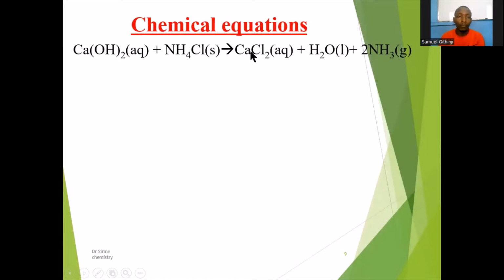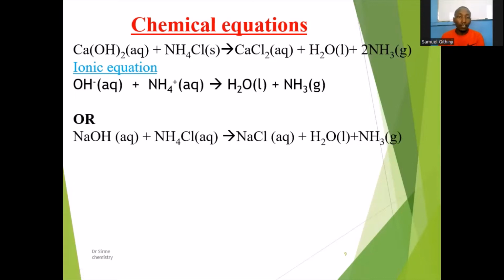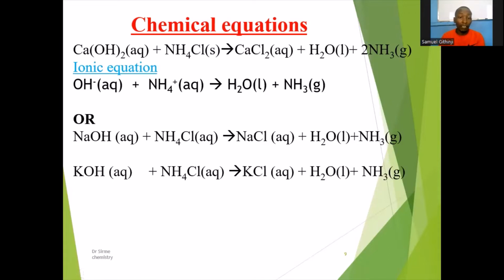Now, the ionic equation, if you may like this one: the hydroxide reacting with ammonium to form water and ammonia gas. Otherwise, if we prefer to use another base instead of calcium hydroxide, sodium hydroxide will also do, and the equation is as I have given you there. Even potassium hydroxide will work the same. You can see the chemical equations there.